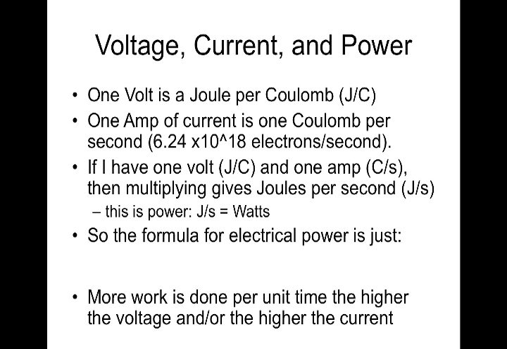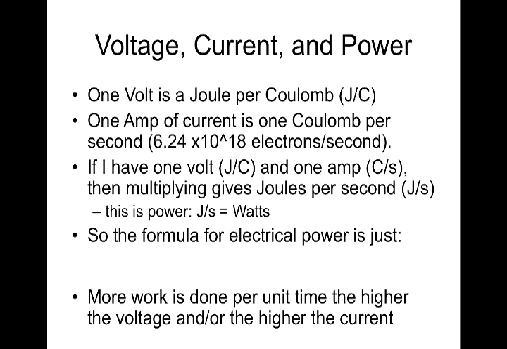Okay, so just to wrap it up here, 1 volt is a joule per coulomb. I know you've probably never heard of those, but joule is the way energy is measured. So a volt is a joule per coulomb. An amp, the amount of current, is a coulomb per second. So it's how many coulombs are flowing in a second.